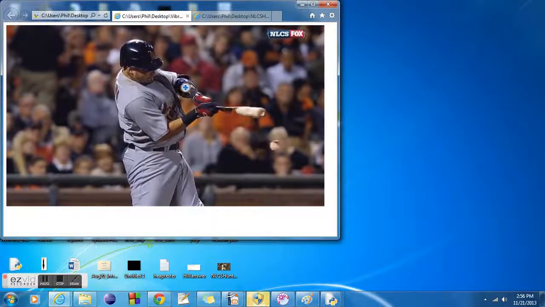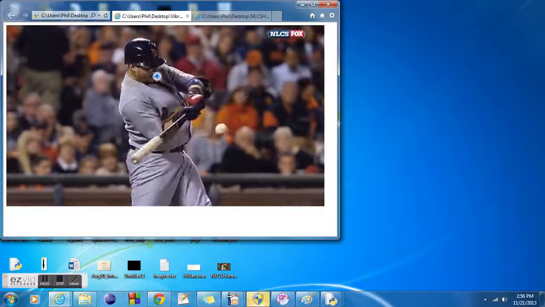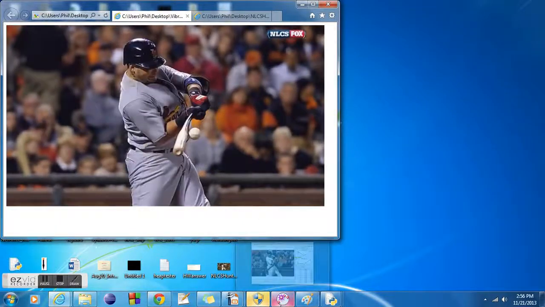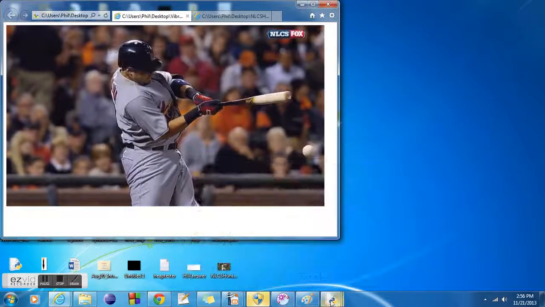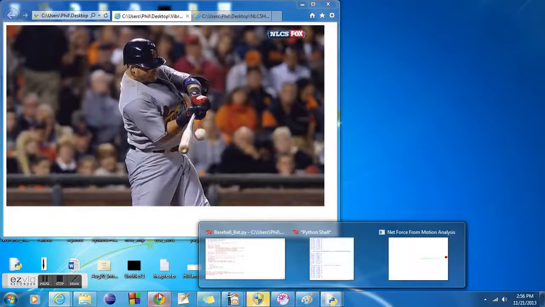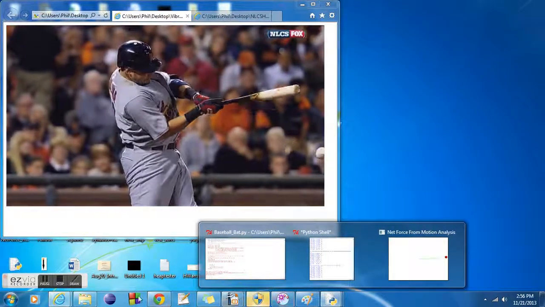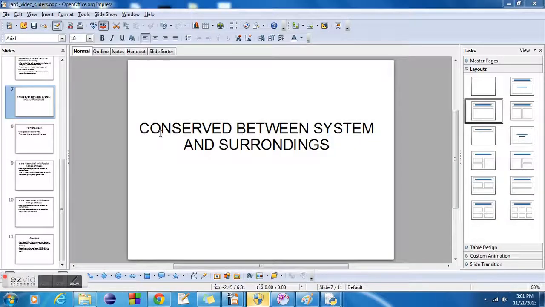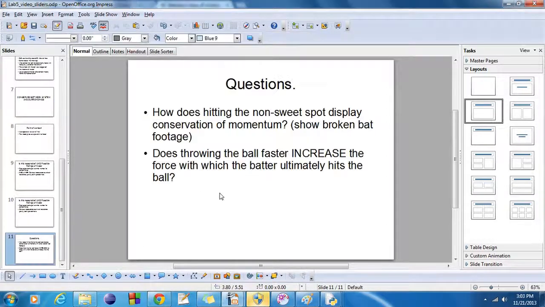Instead of the energy getting transferred to the ball, there's still the same amount of energy in the system. However, it gets transferred into vibrational energy, and in some cases, the vibrational energy is so much that it breaks the bat. The point is, energy is always conserved. Or better put, it is conserved between system and surroundings. It's very important that I word it that way, so you don't take away points.